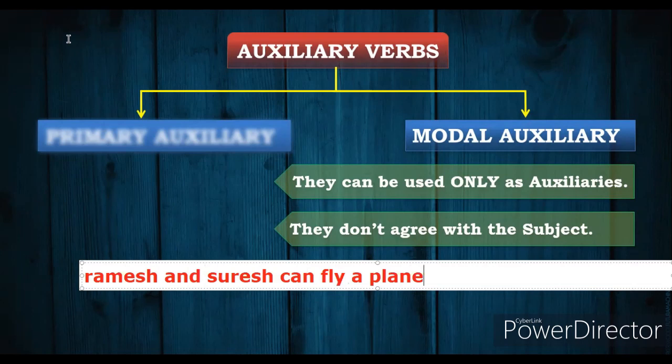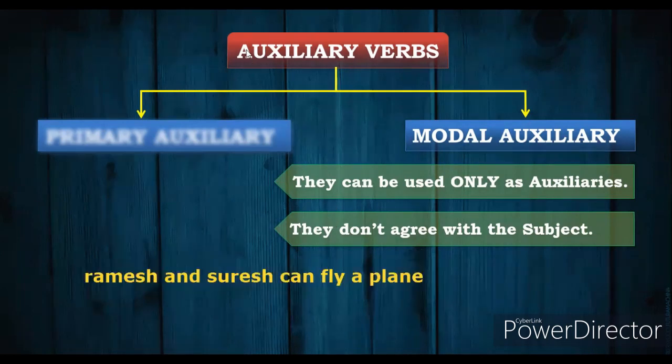Now, in this particular statement, let me tell you, here can is working as a helping verb, a modal auxiliary. We cannot use it individually to make it a main verb. That will sound so funny. If we say Ramesh and Suresh can a plane, it sounds so odd, isn't it? That's why can is only used as an auxiliary.